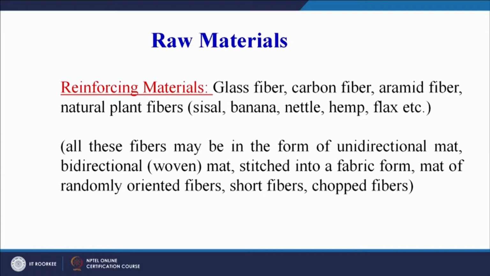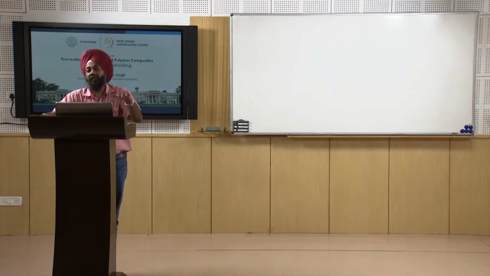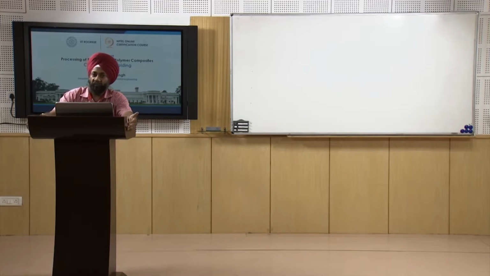All these fibers may be in the form of unidirectional mat, bidirectional, stitched into a fabric form, mat of randomly oriented fiber, short fibers, chopped fibers. So if you remember, in the last two processes we have seen, in case of hand layup process, majorly we will use woven mat type of reinforcement, in which fibers are there in the longitudinal as well as the transverse direction, warp and weft. Basically fibers are running in this direction also, and in this direction also. So fibers are in both directions.